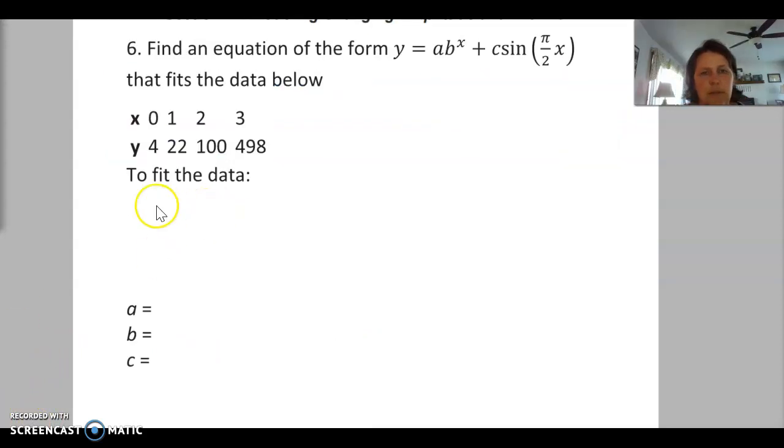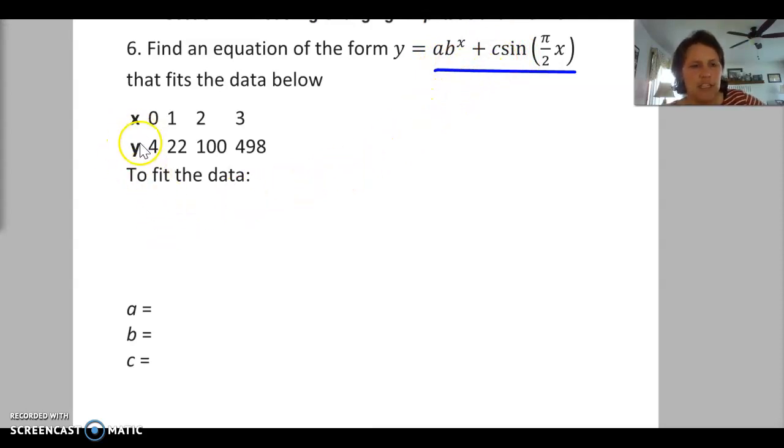Okay, example number 6 is find an equation of the form y equals a b to the x plus c sine of pi over 2 x. Now this is an exponential equation for the midline. So notice that that's a midline change. It's not an amplitude change.